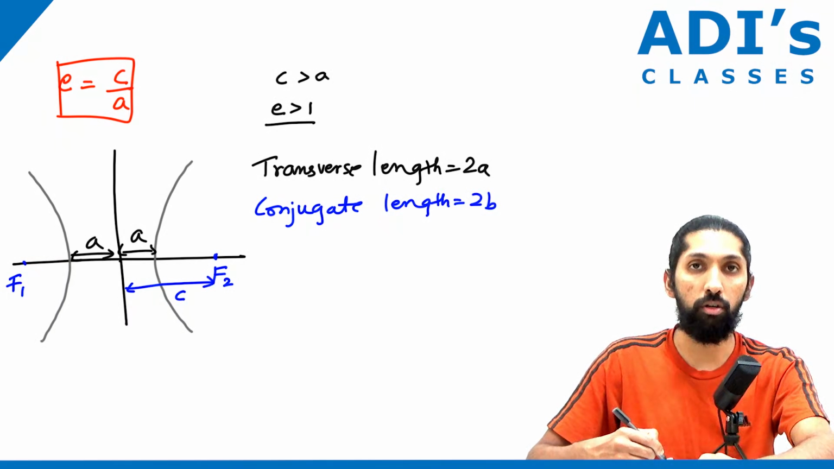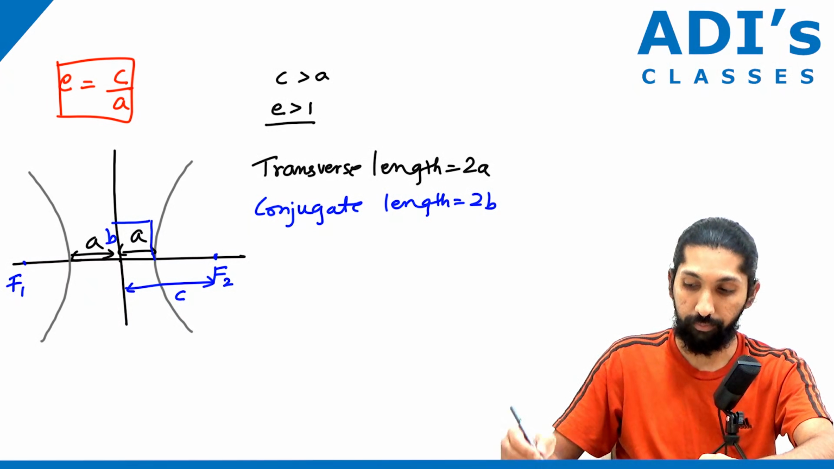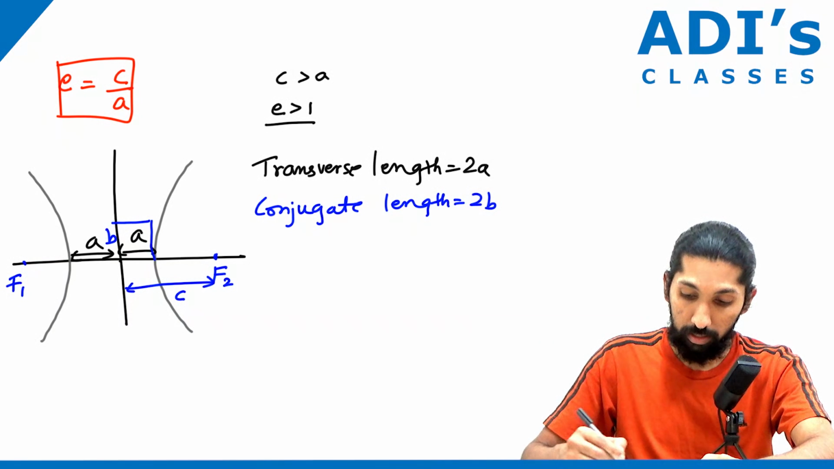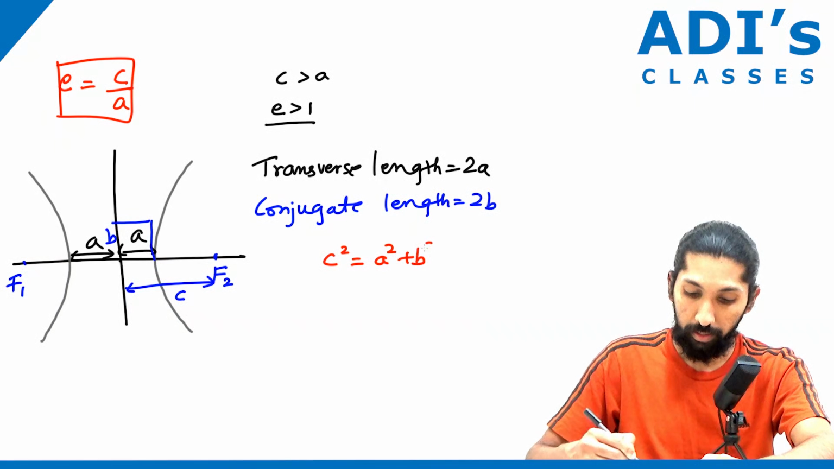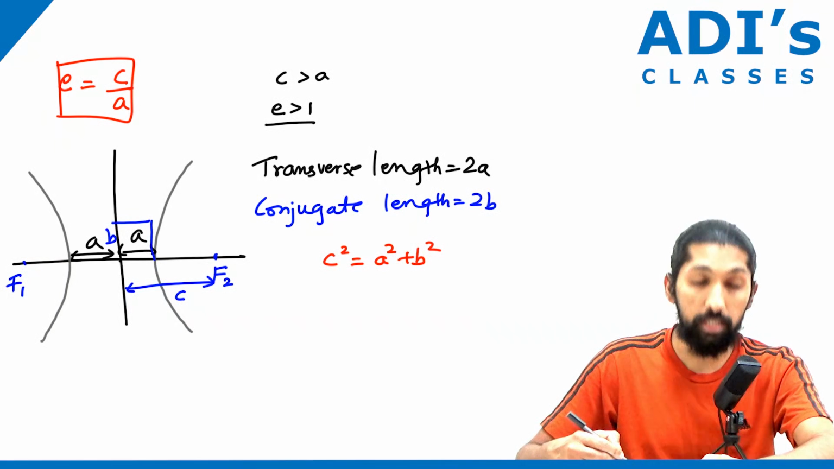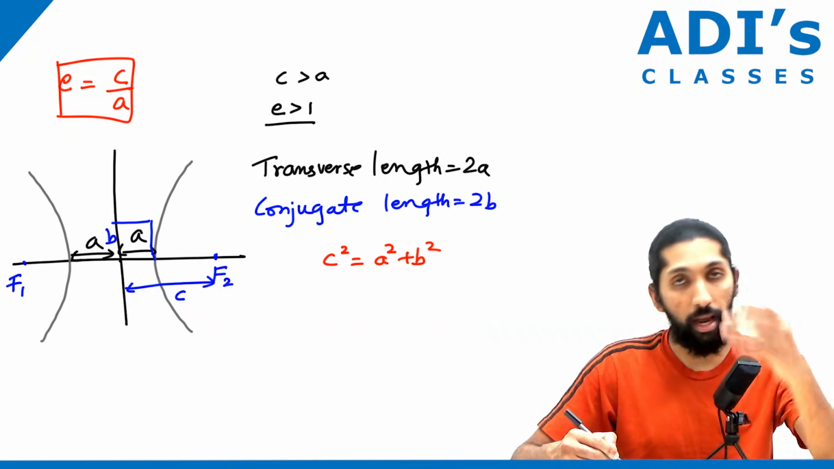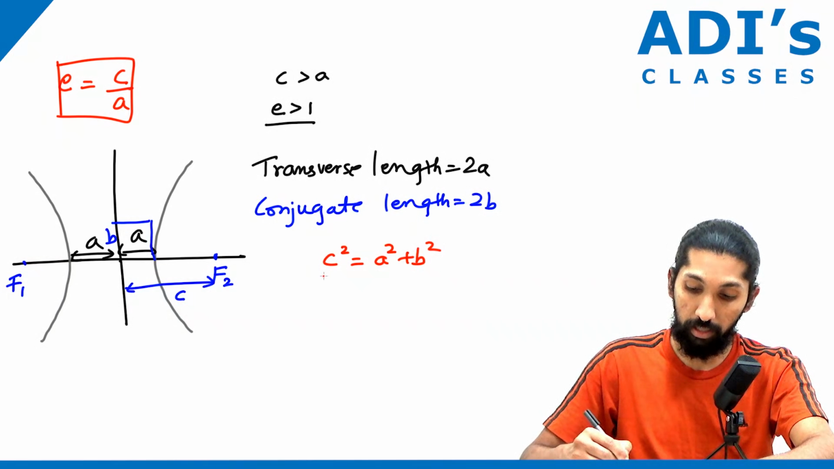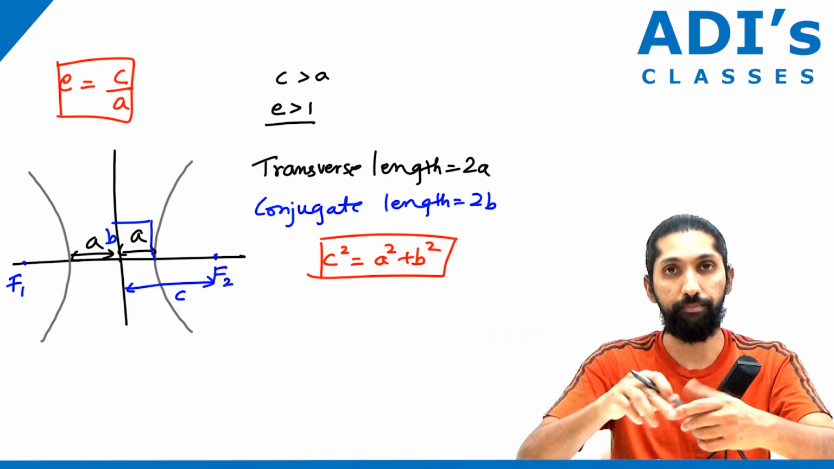Now, how do we get this conjugate length? Very simple. From here we draw this distance, and this length is going to be b. So we get a relation that c² = a² + b². We make use of this in calculating the value of b, and you can also use it to calculate a or c, whatever it is. But this is the relation we have between a, b and c.